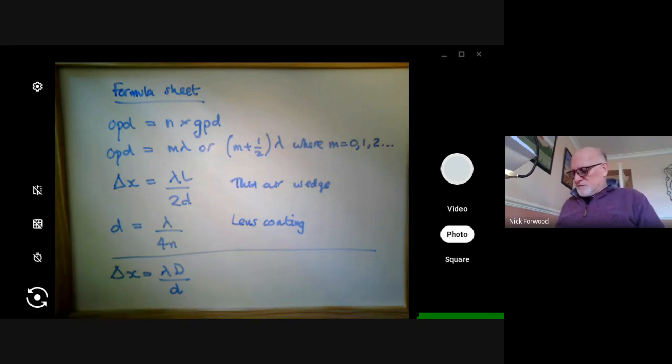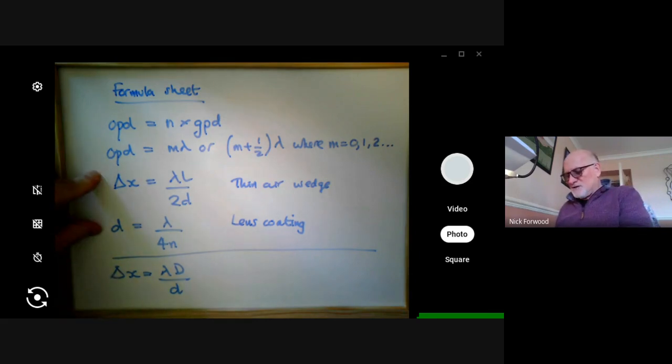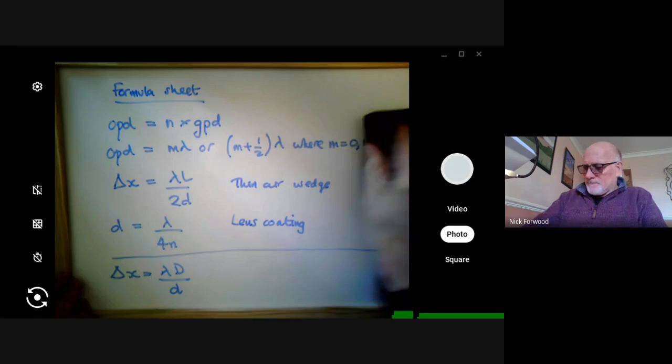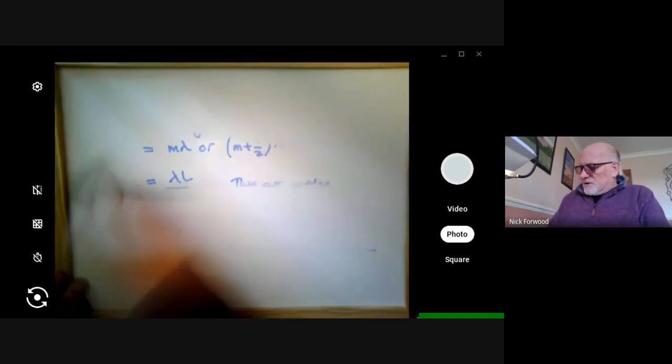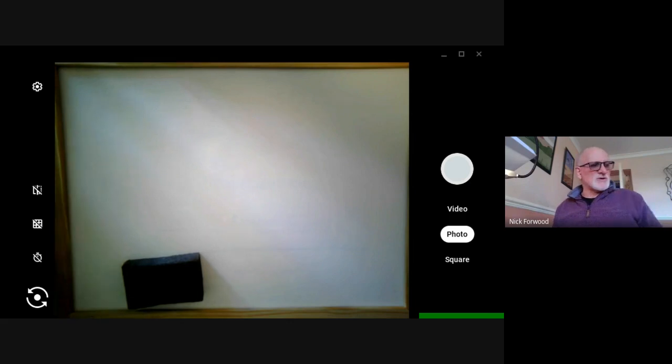So that's off the formula sheet. Haven't done that one yet. We have done these. I'm going to do a worked example now on the thin air wedge. You got a worked example of the lens coating in the last lesson.